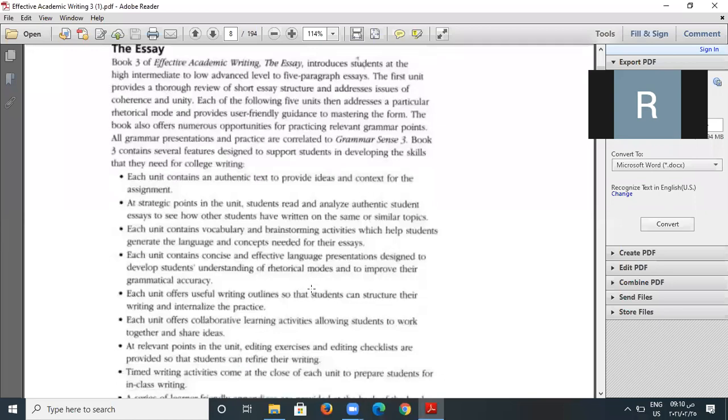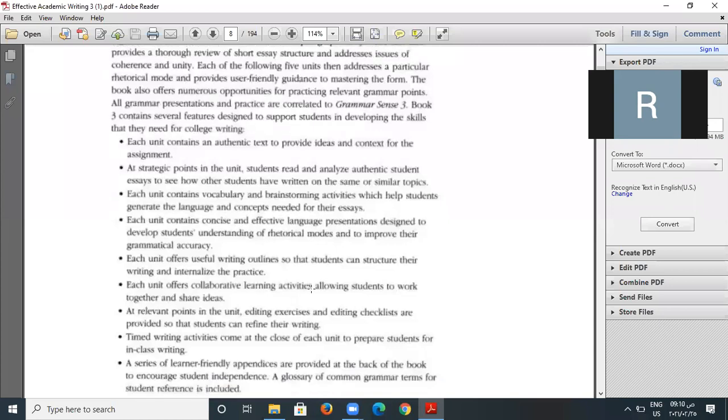Also, we have useful writing outlines so students can structure their writing and internalize the practice of writing. Also, at some points in the book or in the unit, editing exercises and editing checklists are provided so students can refine their writing. So each unit has what we call editing exercises and an editing checklist, so students can refine or improve their writing.